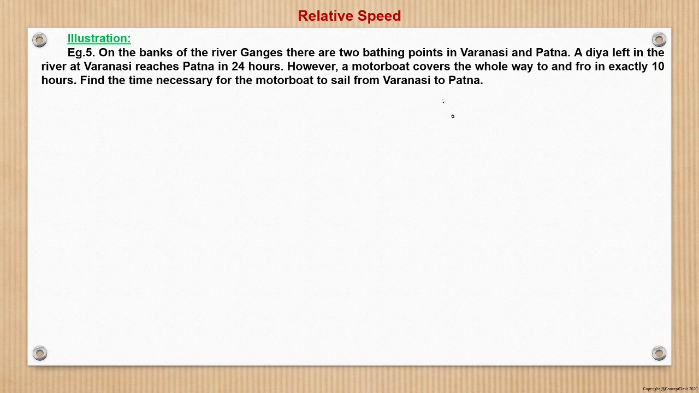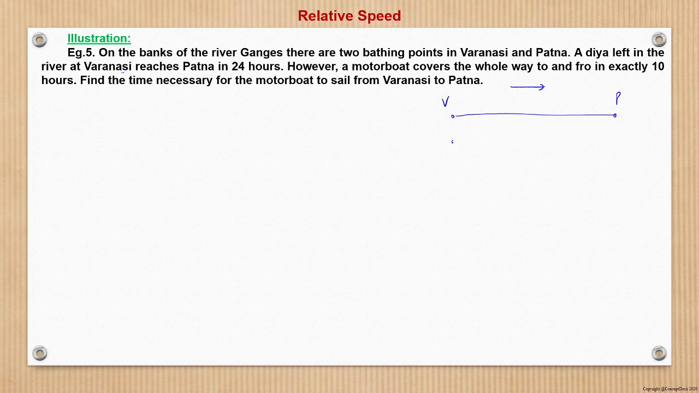Let this be the Varanasi point, and let this be the point Patna. Ganga is flowing in this direction from Varanasi to Patna. How do we know Ganga is flowing in this direction? Because on the bank of river Ganga there are two bathing points, Varanasi and Patna. A diya left in the river at Varanasi reaches Patna. Since the diya does not have a speed of its own, and it reaches from Varanasi to Patna, it means the river is flowing from Varanasi to Patna, right? In 24 hours.